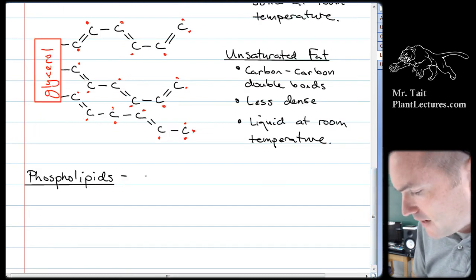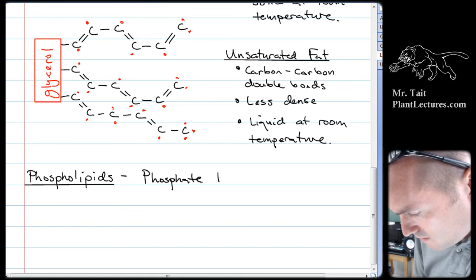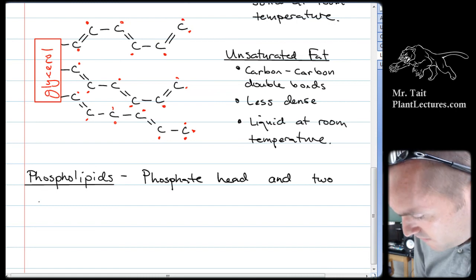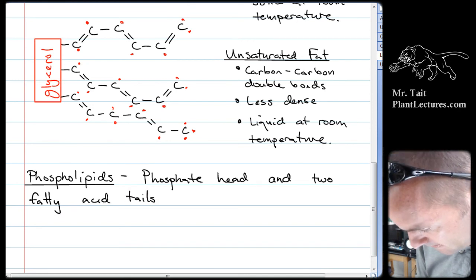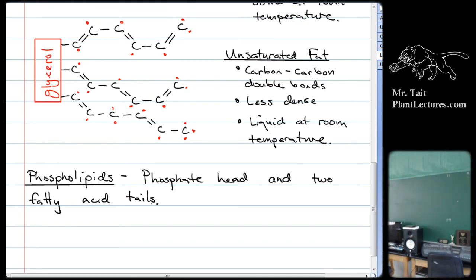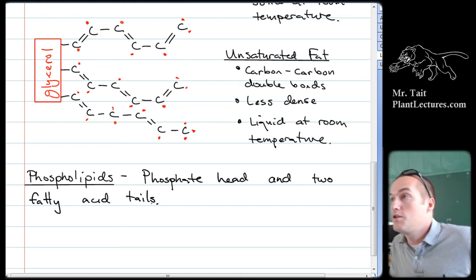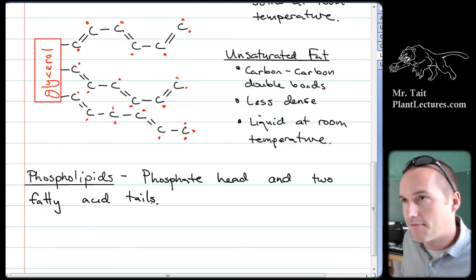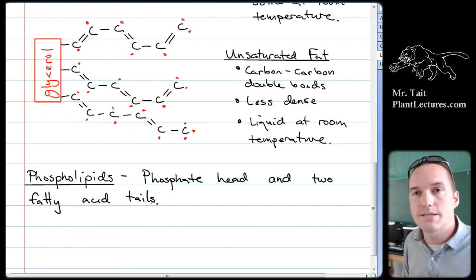Phospholipids are a phosphate head and 2 fatty acid tails. Okay. The important thing to note about this is that the phosphate head is going to be hydrophilic because it's got a charge, because phosphate has a -3 charge, right? So it's a hydrophilic head and then these long hydrophobic tails, all right?